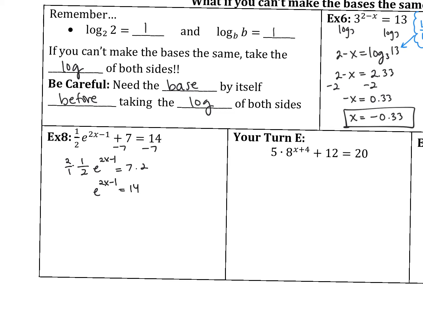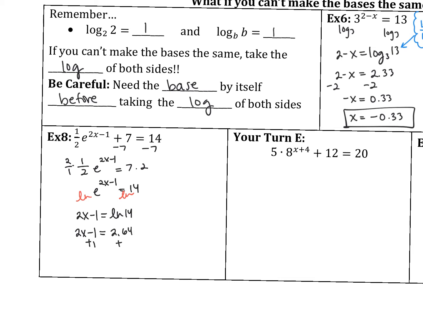And now, in order to cancel out that e, I'm going to take the natural log of both sides. I'll be left with 2x - 1 = ln(14). Okay, cool. I can just put the natural log of 14 in my calculator and figure out what that is. It's approximately 2.64. So now I have 2x - 1 = 2.64.